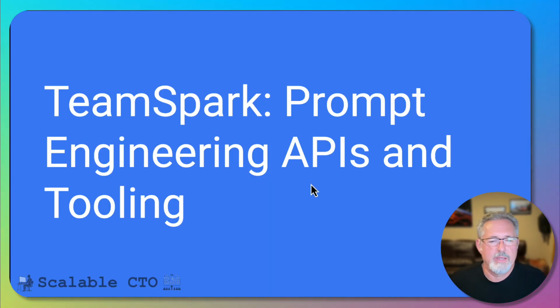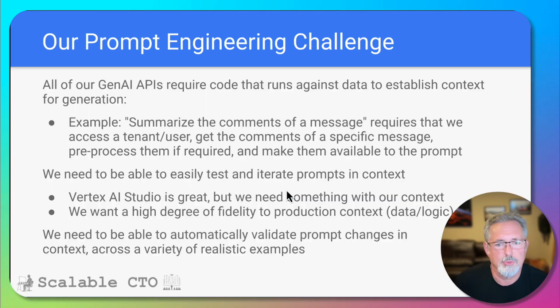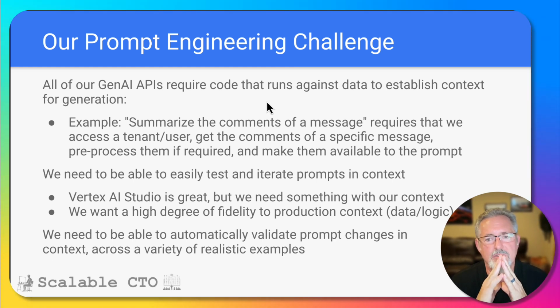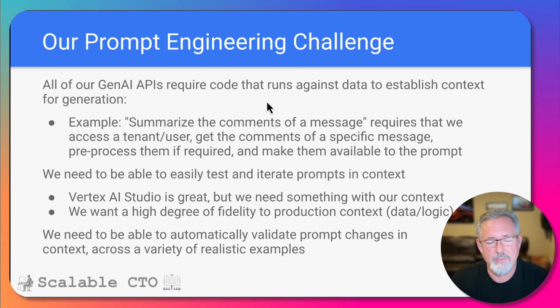All right, so let's talk about our prompt engineering APIs and the tooling that we've built around them. All of our GenAI APIs require code that runs against our data to establish the context that we use for generation. Let's just give an example. When I say I want to summarize the contents of a message, that means we have to go get a message. So we're going to access it on behalf of a tenant and a user. We're going to get a message maybe from our mock data that's realistic and that's in our mock tenant.